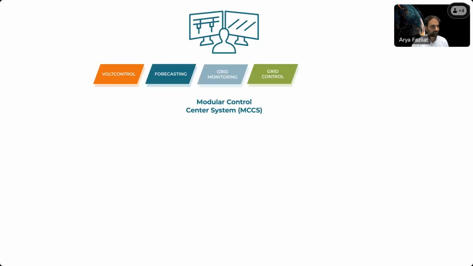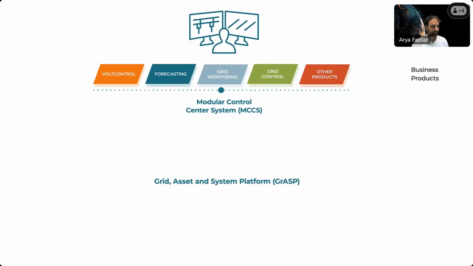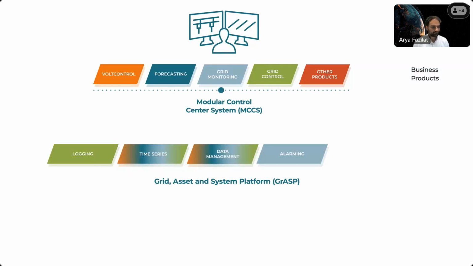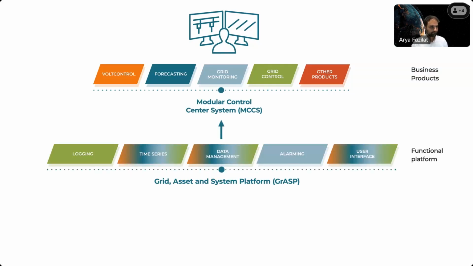The platform architecture is a layered system. The top layer is the MCCS product line itself. It contains all the different business products such as volt control, forecasting, grid monitoring, grid control, and more. The open design also allows third parties like vendors and partners to create their own products and run them in the MCCS environment. The middle layer is the functional platform called GRASP, Grid, Asset, and System Platform. It contains enabler products such as logging, alarming, time series, data management, and user interface. Enabler products offer base functionalities to other products.